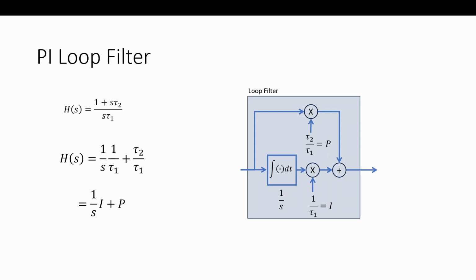Okay. So PI loop filter. Taking the same thing here as 1 plus S tau 2 over S tau 1, putting it into a block diagram, you'll see the same thing in digital block diagrams where we have an integrator, which is an accumulator, with some gain, which is our tau 1 as the integral gain, and then a proportional path that goes around, multiplied by tau 2 over tau 1 as a proportional gain.